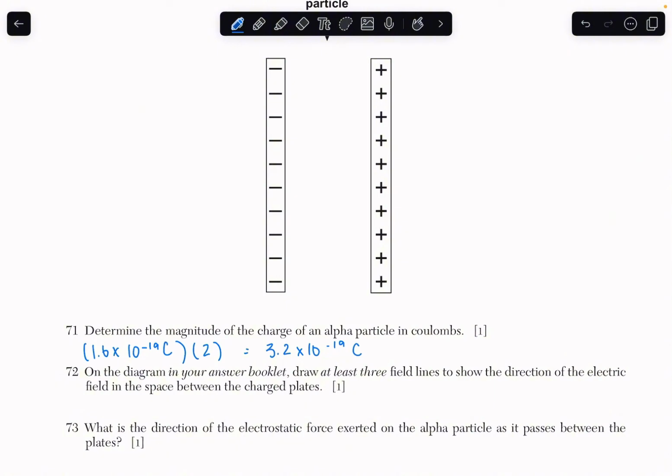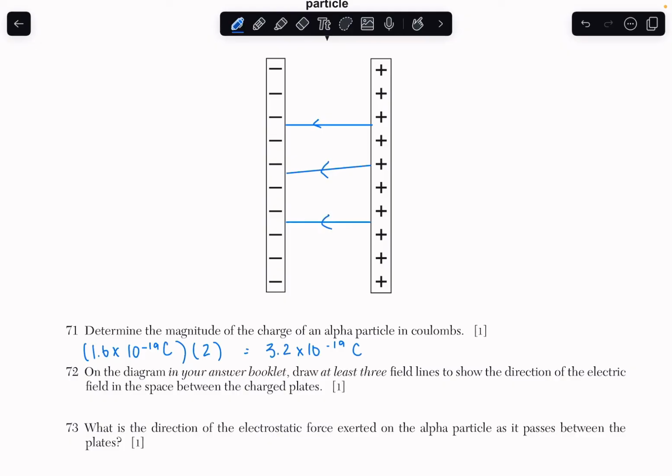72. On the diagram in your answer booklet, draw at least 3 field lines to show the direction of the electric field in the space between the charged plates. So, the direction of the electric field is going to look something like this. And let me explain why in 1 second. Sorry, the lines are a little bit slanted.